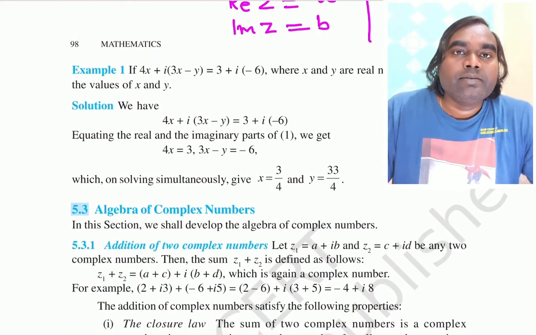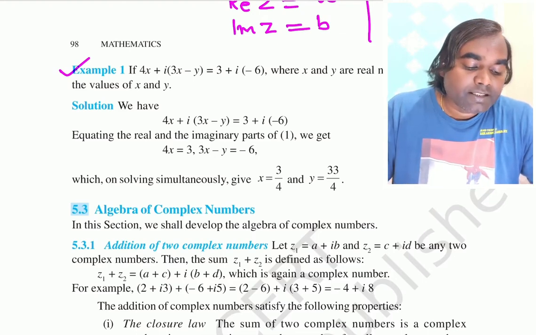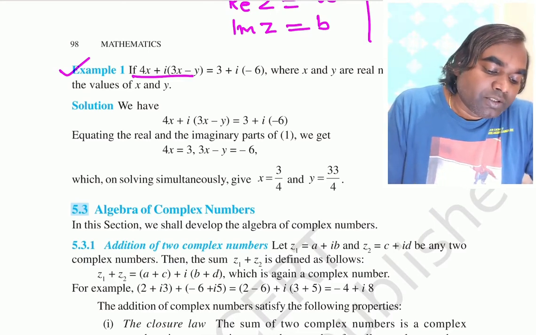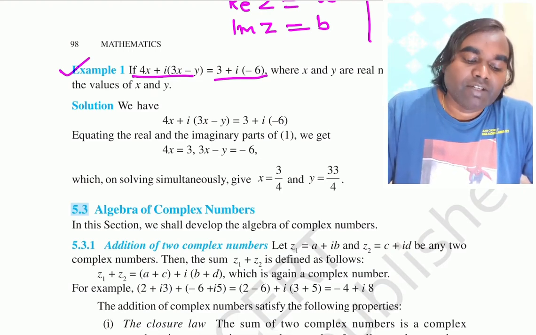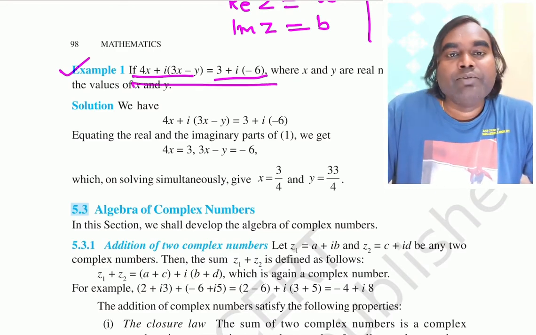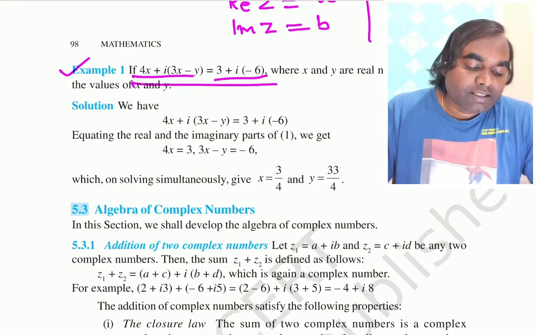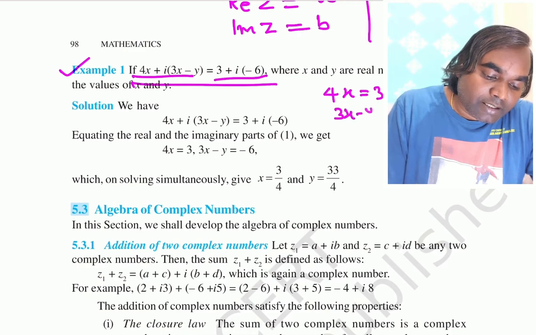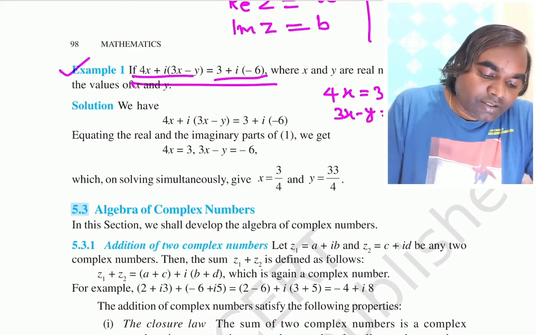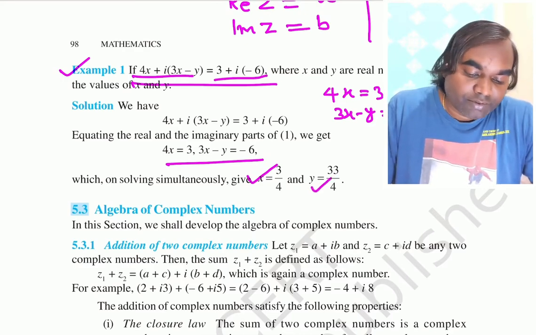To understand it clearly, let us take example number 1. If 4x plus i into (3x minus y) is equal to 3 plus i into -6, where x and y are real numbers, then find the values of x and y. So it is given, and we have to find the values of x and y. We will equate the real part and imaginary part separately. So we see that 4x is equal to 3 and 3x minus y is equal to -6. From this we get x is equal to 3 by 4 and y is equal to 33 by 4, after substituting the value of x is equal to 3 by 4.